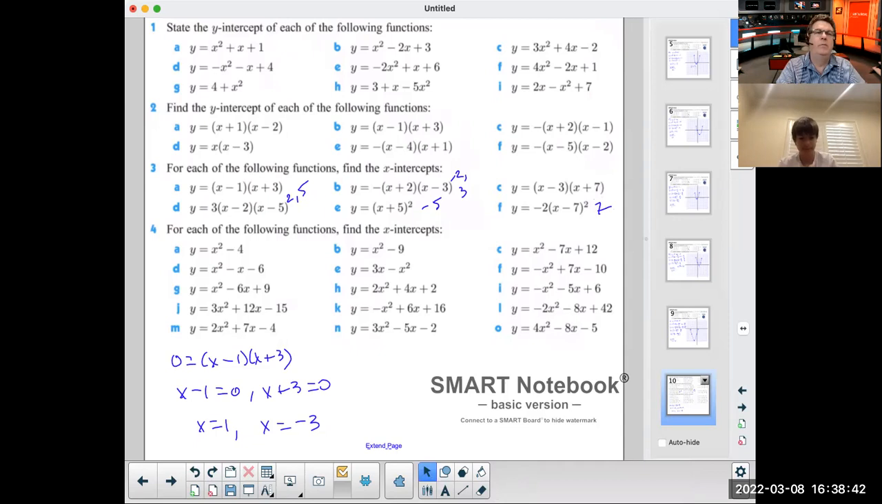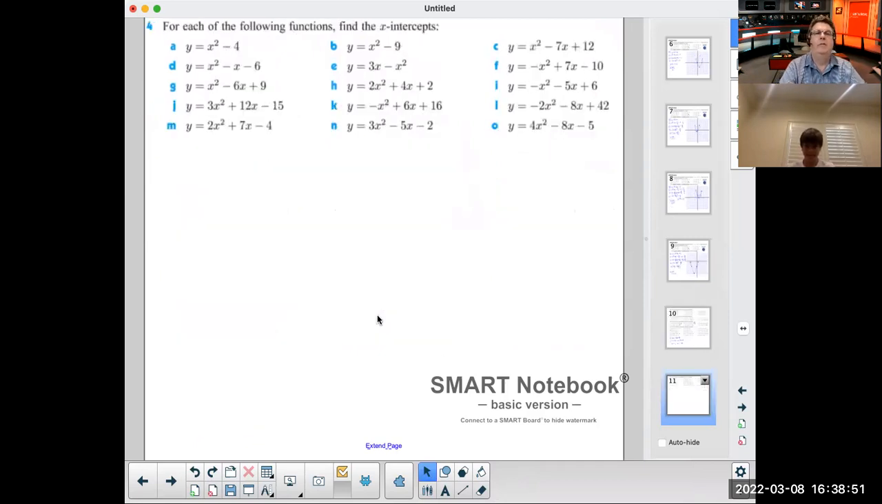Actually, let's just do it this way. It'd be easier. Mr. Wyatt. So you got to set it equal to 0. I'm going to see how your factoring game is. All right. So you go. I'm going to be quiet. Let's see what happens.